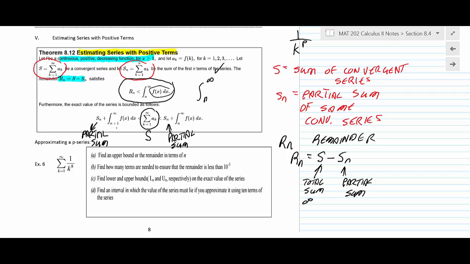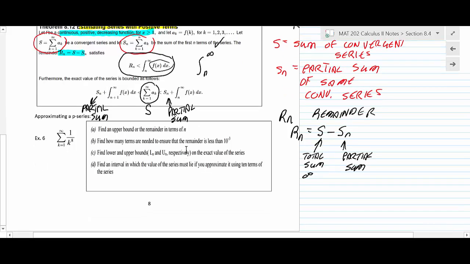So what we're going to be able to do is call this the upper bound, and we're going to call this the lower bound, and we'll be able to estimate the value of our series within some degree of accuracy, okay? I'm going to do one example of this where you're doing a remainder. So what I'm doing down here is giving this infinite series. We're not going to find the sum, but we're going to estimate the sum.